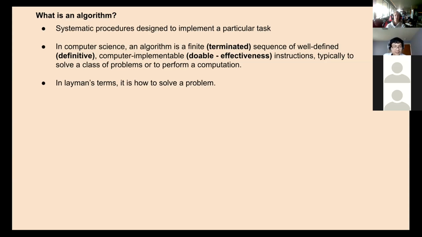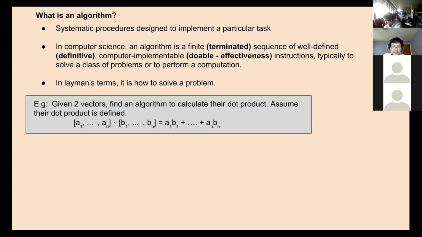Throughout class, we've dealt with matrices and vectors, and we wanted to show you a small application of a vector. So we are given two vectors, and we are asked to find an algorithm to calculate their dot product, and assume their dot product is defined. And we're given vector A as well as a vector B.